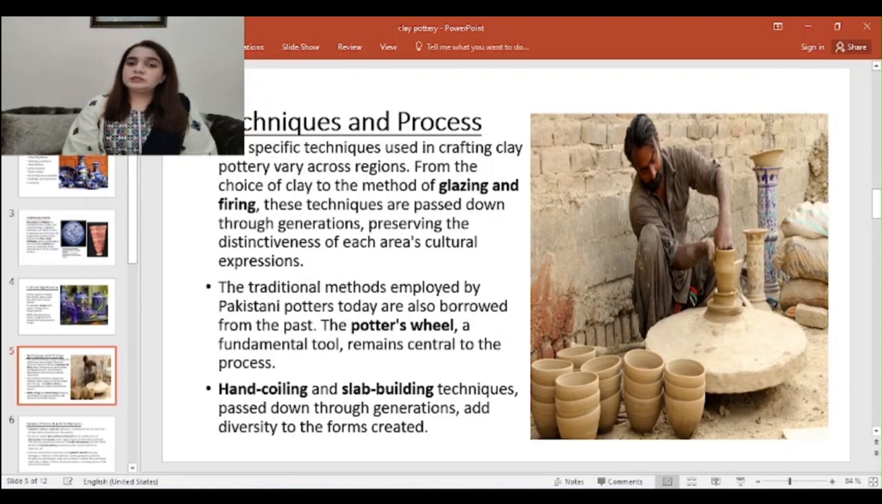The traditional methods employed by Pakistani potters today are also borrowed from the past. The potter's wheel, a fundamental tool, remains central to the process. Hand coiling and slab building techniques passed down through generations add diversity to the forms created.